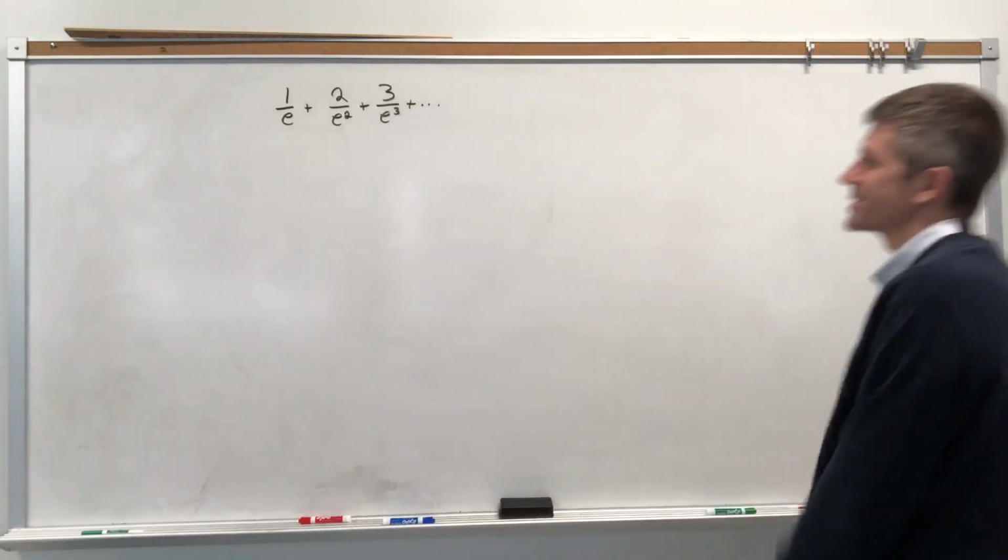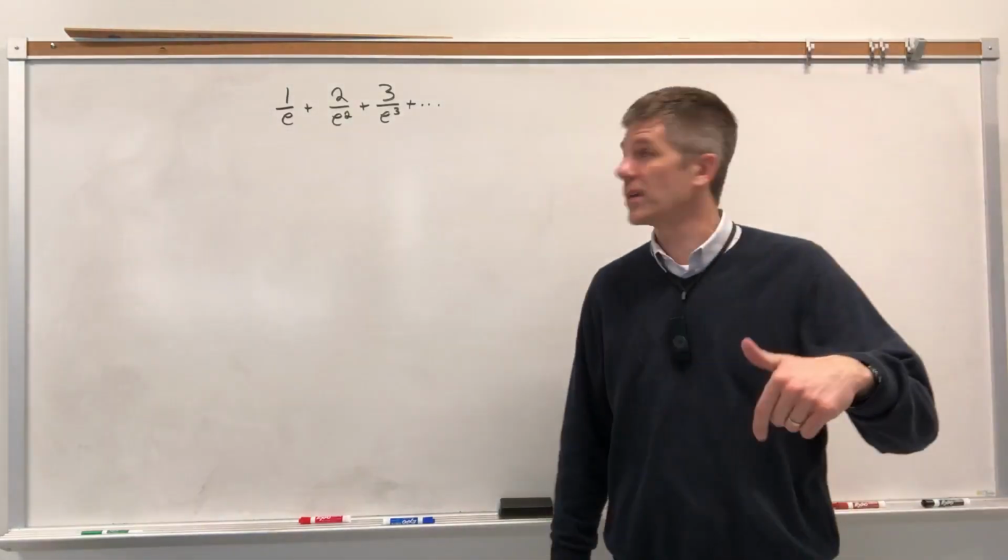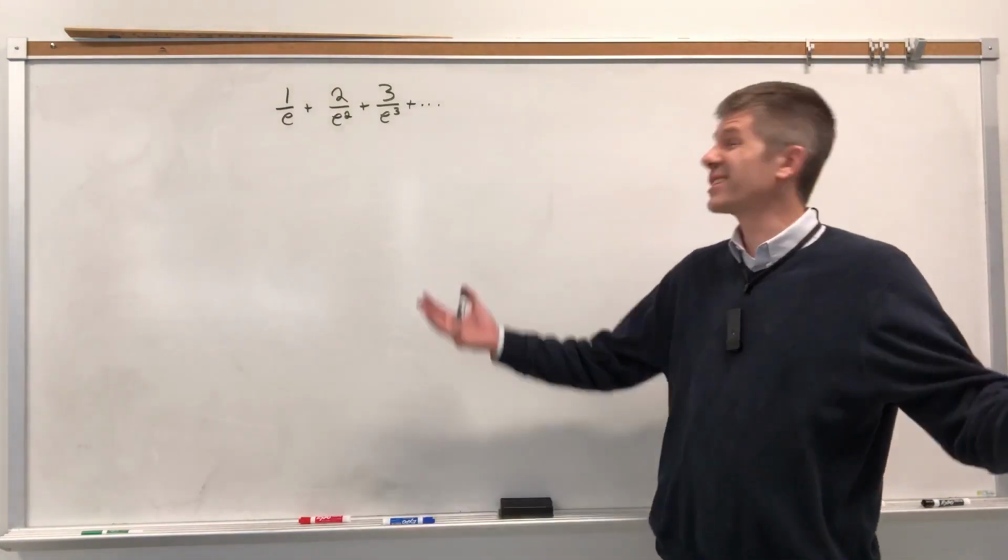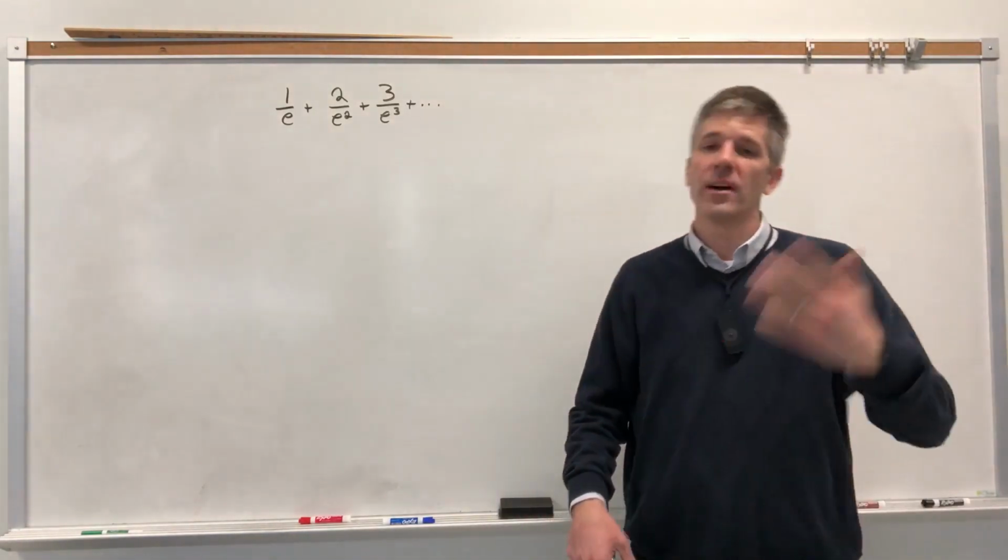We have a tricky one. Let's do it. All right. This series is 1 over e plus 2 over e squared plus 3 over e cubed. You can see the pattern. The next one will be 4 over e to the fourth, 5 over e to the fifth.